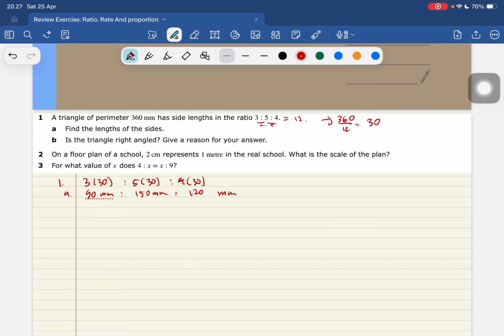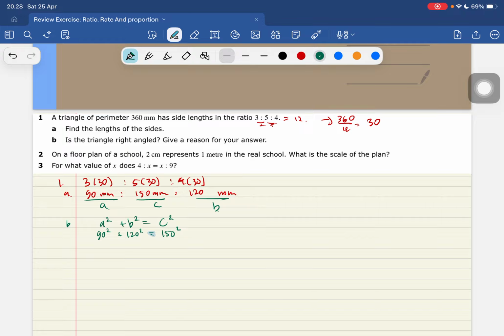Is the triangle right angle? So we can check it. The longest is the hypotenuse, so it's this C. We can make it A, here is B. To prove it, we need A squared plus B squared to be equal to C squared. So A is 90 plus B is 120, and C is 150.